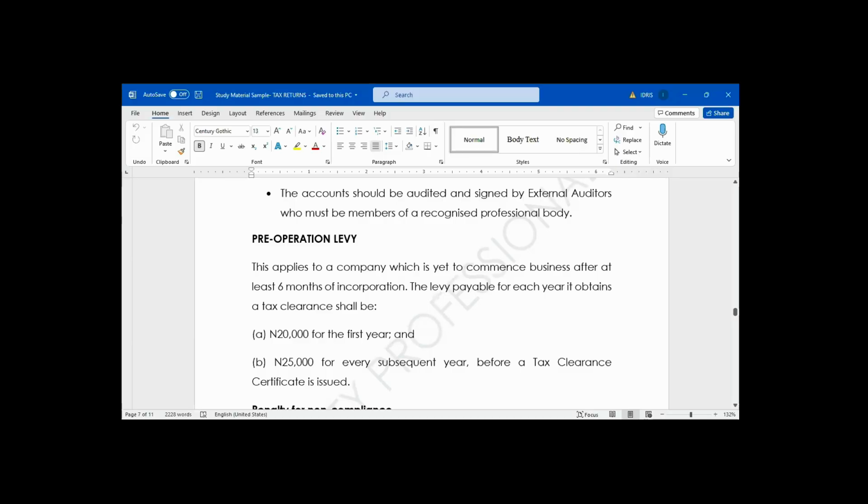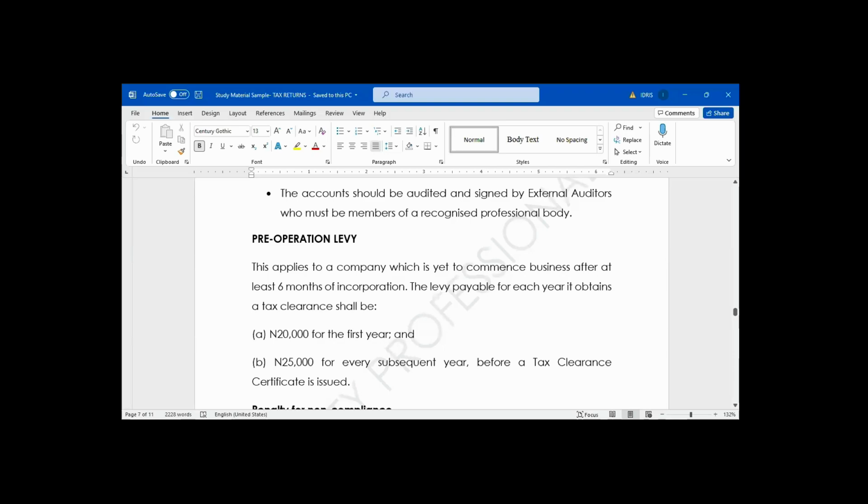Hope this is clear. Yes, sir. Sir, for how many years will you be paying that when the company continues to be open? You continue to pay it until you commence business. Take for instance, I registered my company, I was given a certificate of incorporation, I have my TIN number, but I'm yet to commence business. Every year, I have an obligation to pay pre-operational levies to the FIRS. Once I commence business, I will stop paying pre-operational levy. I will be paying company income tax and education tax.